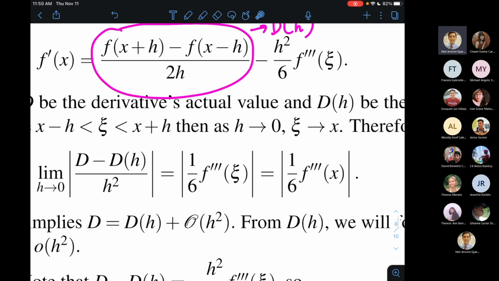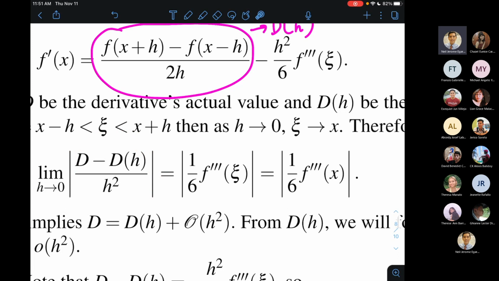So that means f triple prime is continuous, and we are in the interval x minus h to x plus h. So the extreme value theorem guarantees that there is a constant C, right? That is true. Or there is a maximum bound for this guy. So this is a constant. And you can tell from this limit evaluation that indeed the order of convergence of this formula is big O of h squared, because the limit of this quotient is equal to or bounded by a non-zero constant.